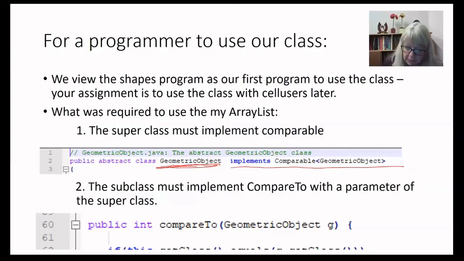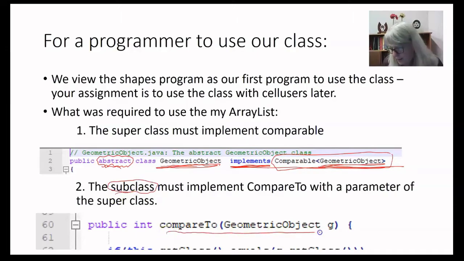But remember, GeometricObject is an abstract class. So by saying it implements Comparable, it just adds more methods to the list of abstract methods. And Comparable, you know from last semester, only has one method called compareTo. Now with this parameter here, I just tell Comparable how to do the compareTo, or with what data to do the compareTo. Okay? The subclass, so Circle, must implement Comparable.